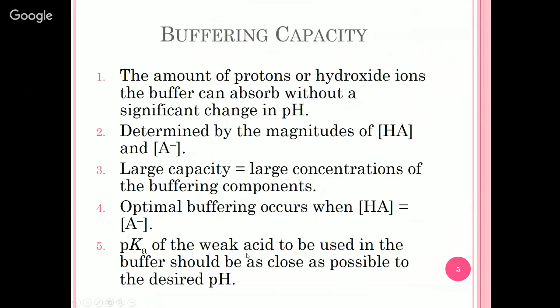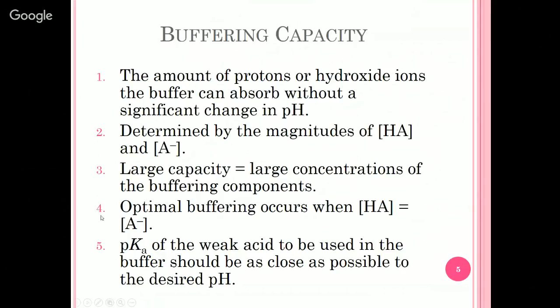So the pKa of the weak acid to be used in the buffer should be as close as possible to the desired pH. We use buffered solutions for specific reactions, and if we're looking at a typical pH range, then we're going to want to select that acid-base pair where the pKa would equal the pH. Keep in mind the little p just means we take the negative log. So we take the negative log of the Ka, pKa, and the negative log of the H plus concentration, pH. So pKa can equal the pH.